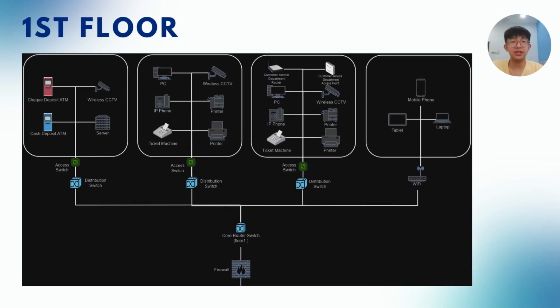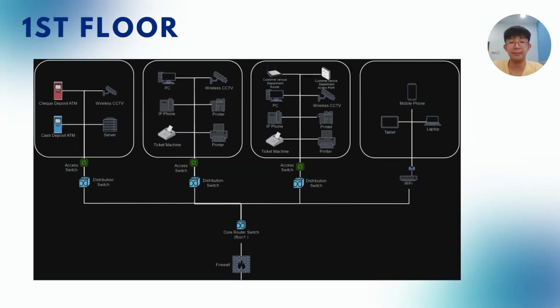For the first floor LAN structure, it is more complex as the first floor consists of more electronic devices. They are all linked to the main server through distribution switches and a cross switch. These switches increase the reliability and lower the latency in the network. There is also a firewall between them.